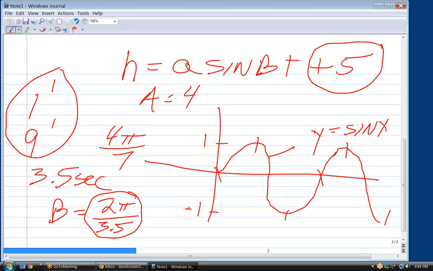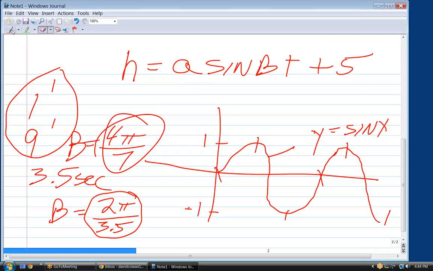Yeah, we would do the decimal there. Oh, you would? Okay. You would convert it. In other words, they would say B is some number. They wouldn't say 4 pi over 7. I would think they would say 4 pi over 7. In other words, the formula they're looking for is this. The height of the buoy at any point in time is 4 sine of 4 pi over 7 times t plus 5.